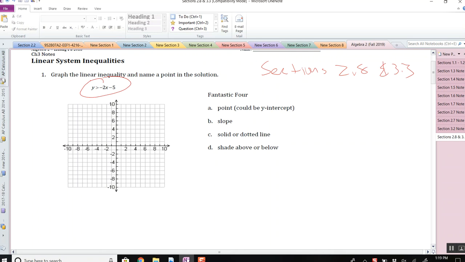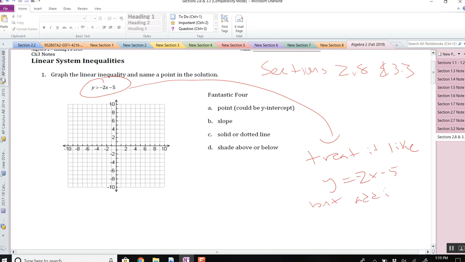So let's start by graphing this inequality. So what you want to do is treat it like y equals negative 2x minus 5, but add in a couple more steps. So you can see here, we should start with the point, a y-intercept, which is negative 5, because this isn't y equals mx plus b form, of course, right? Our slope is negative 2, so go down 2, start negative 5, go down 2, right 1.